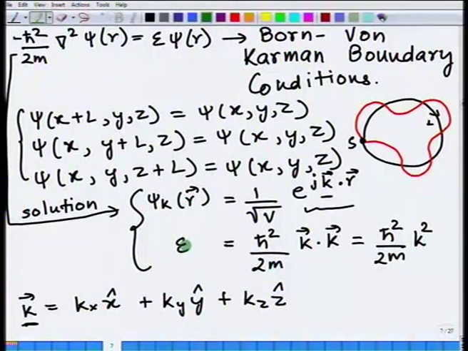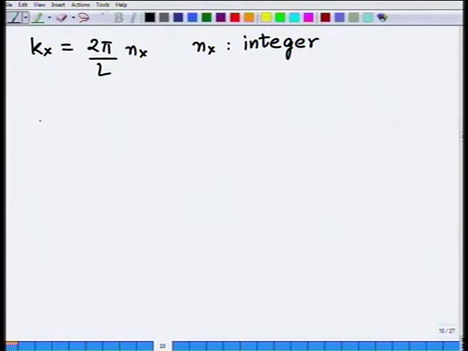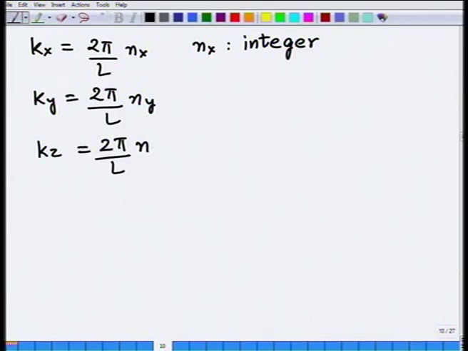So energy can therefore take only discrete values, which is a common feature you see in quantum mechanics. Similarly, by the same token, if I use the other two boundary conditions, you will find k_y is 2 pi by L n_y from the second boundary condition, and from the third boundary condition k_z is equal to 2 pi by L n_z. Of course, n_y and n_z are also integers.